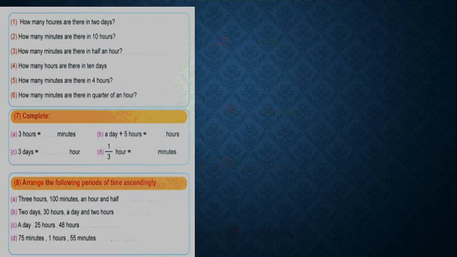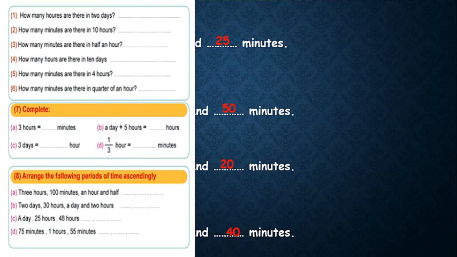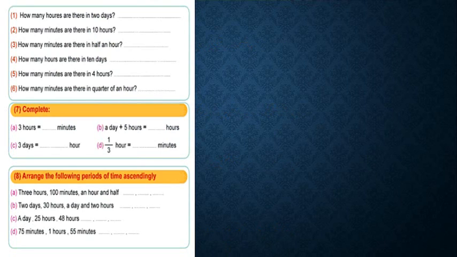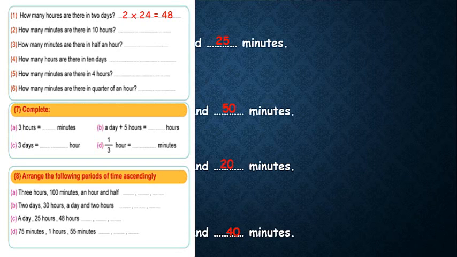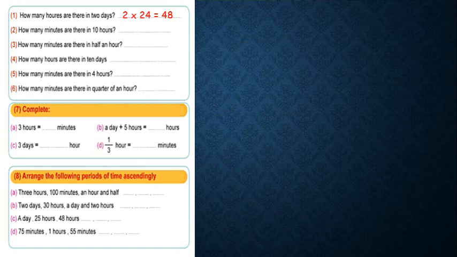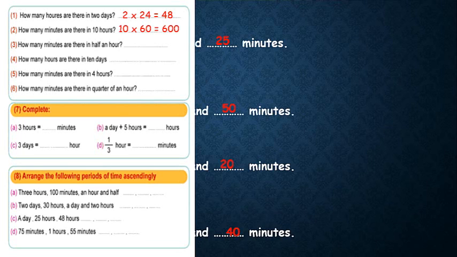And now let's open the school book, page 72. Number 1. How many hours are there in 2 days? We said 1 day equals 24 hours. So here, what about 2 days? Yes, we are going to make 2 times 24. It will be 48. How many minutes are there in 10 hours? We said in 1 hour we have 60 minutes. So what about 10? We are going to make 10 times 60 equals 600.